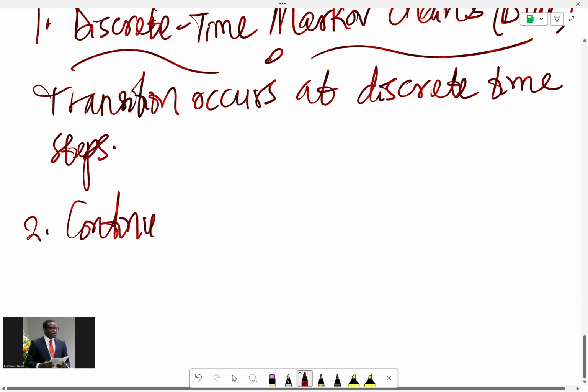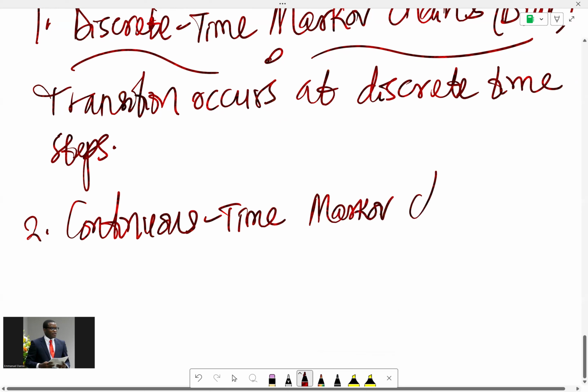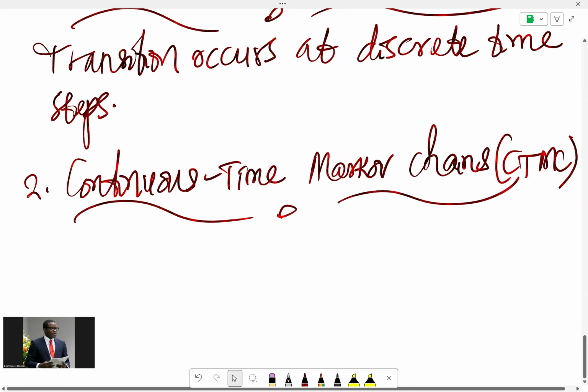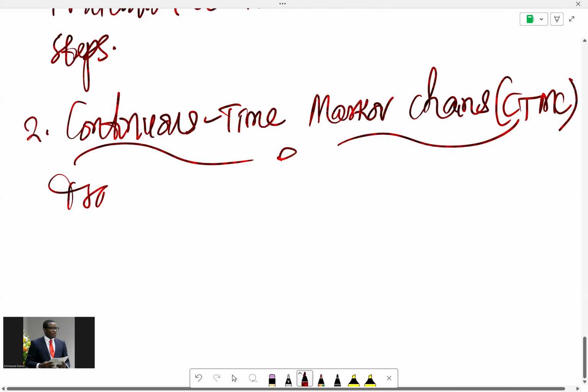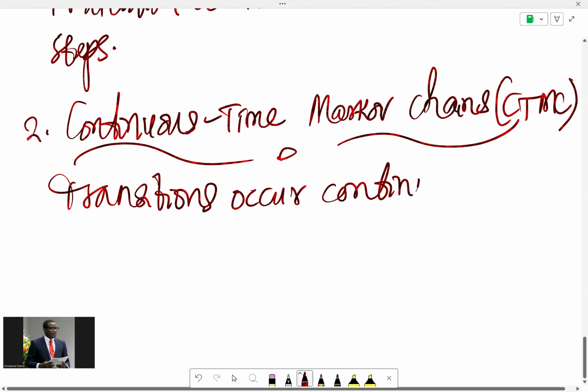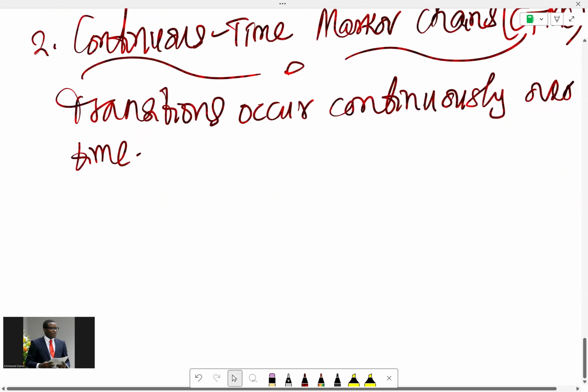Then number 2, we have the continuous time Markov chains, that is CTMC, continuous time Markov chains. Here, transitions occur continuously over time.